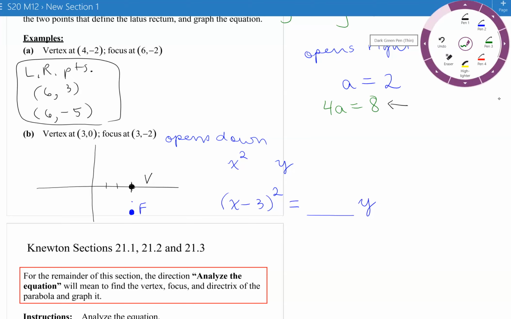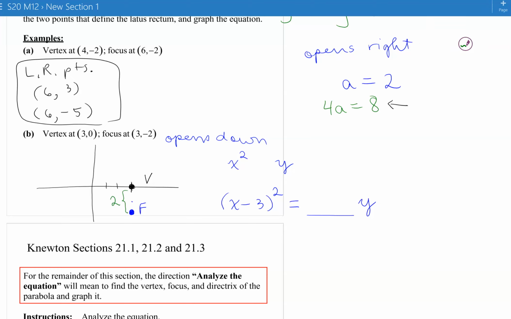So then we can look at the sketch we've made here and see that a is 2, the distance between the vertex and the focus. So if a is 2, 4a is 8, and that's what goes here as the multiplier on the side that's not squared. So the focal diameter is 8. So at the focus, I need to go 1, 2, 3, 4 to the right, and 1, 2, 3, 4 to the left to get my latus rectum points.